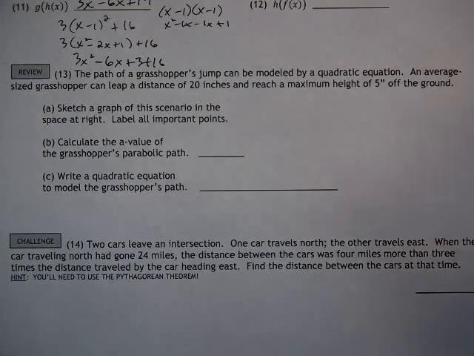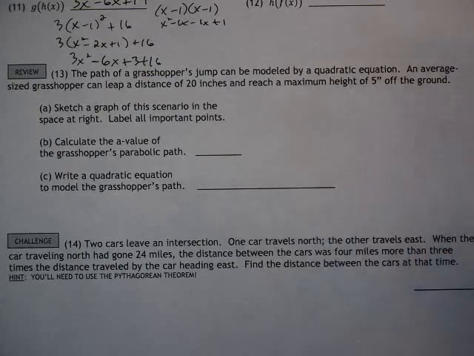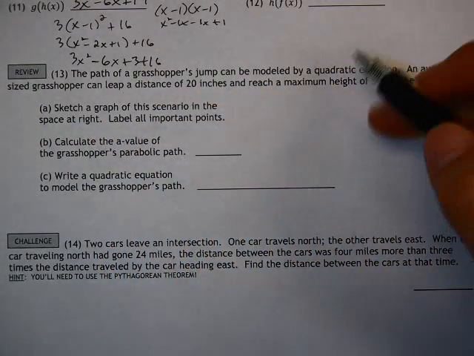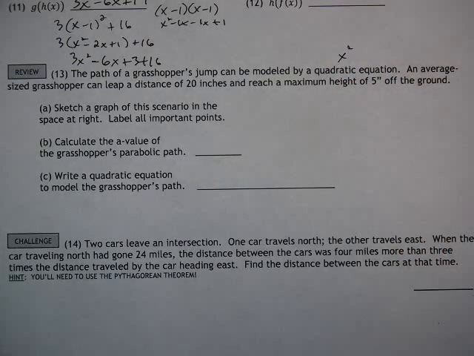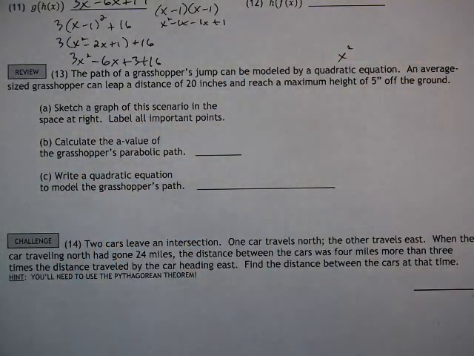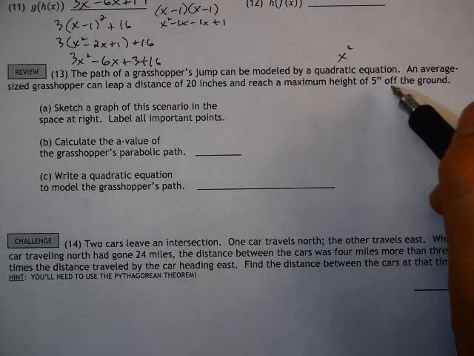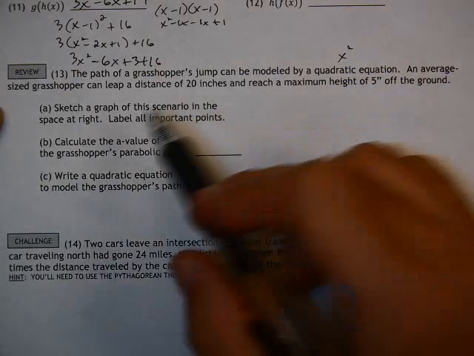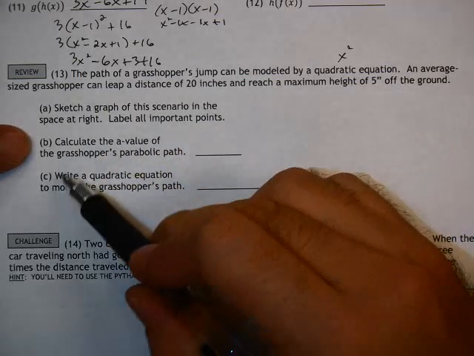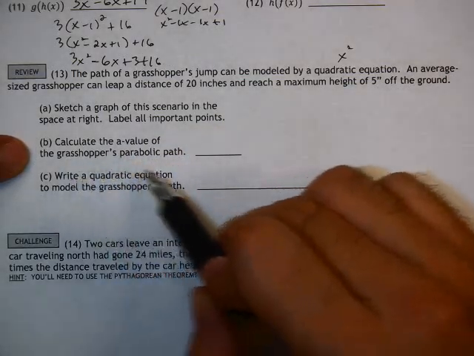9.3b for Algebra 2, number 13 on the back. The path of a grasshopper's jump can be modeled by a quadratic equation. Quadratic just means it's going to be an x squared. An average-sized grasshopper can leap a distance of 20 inches and reach a maximum height of 5 feet off the ground. Sketch a graph of this scenario in the space to the right. Label all important points. Calculate the a value of the grasshopper's parabolic path.